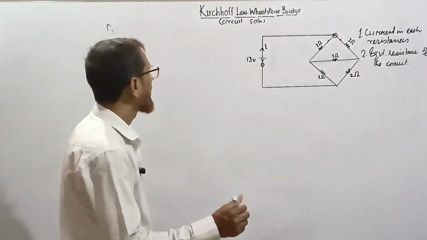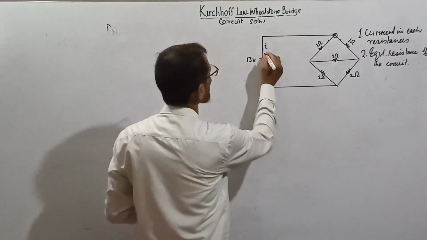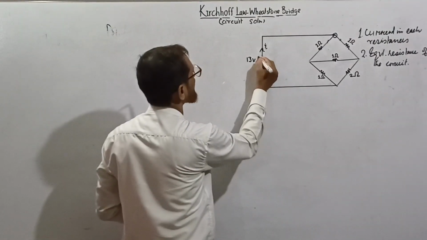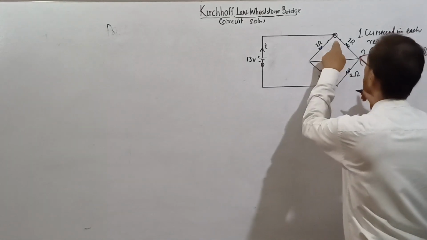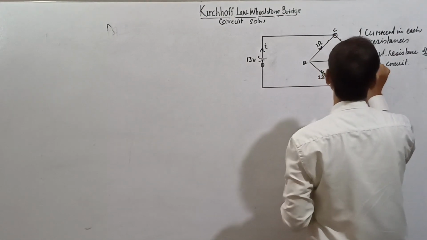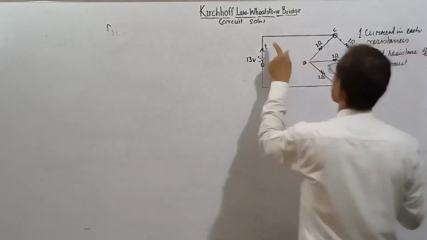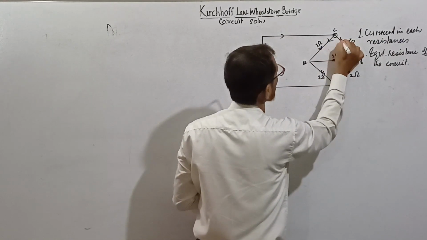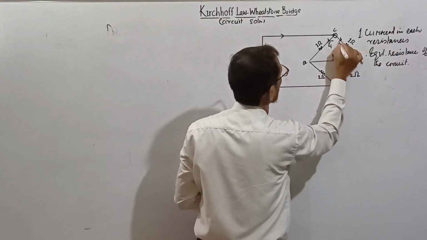First of all, no direction is given. Let me first assume the direction of the current I from negative to positive. I have assumed this one. And when this current I enters this point, say this is C and this is D and this is A and this is B. Am I right? When current enters in this way, it splits into two parts, say this is I1 and this is I2.